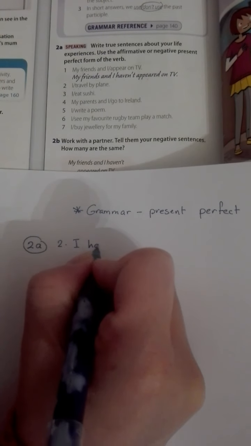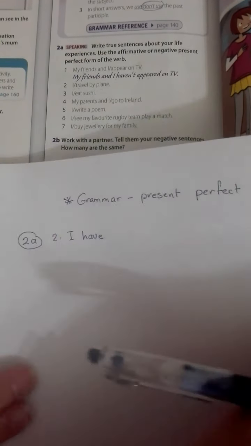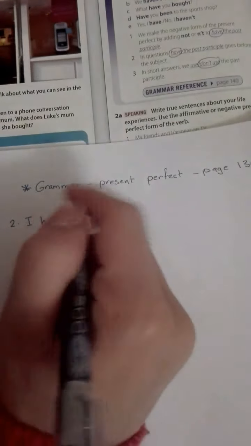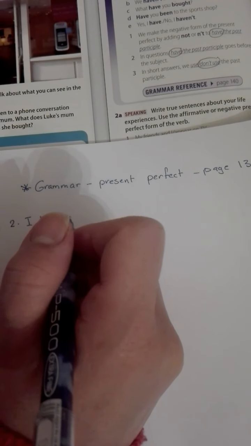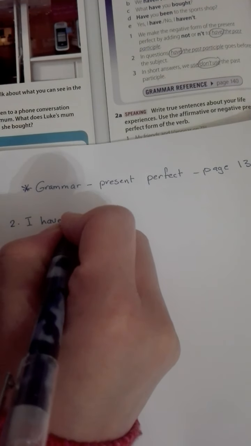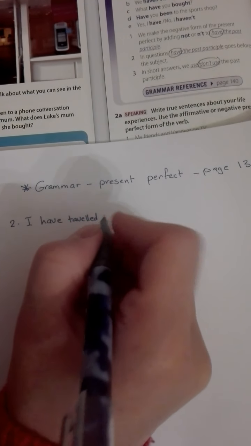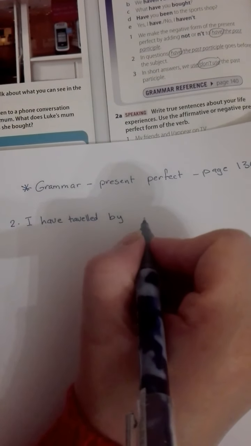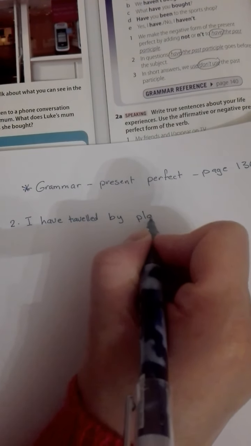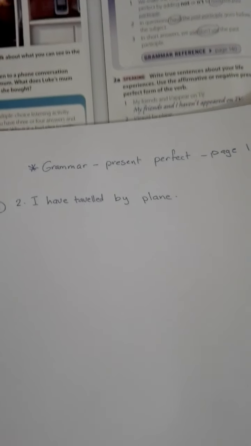have traveled like this. If you can see, I have traveled, because traveled is the past participle of the verb travel. It's traveled. I have traveled by plane, like this. This is the answer. Now let's go to number 3.